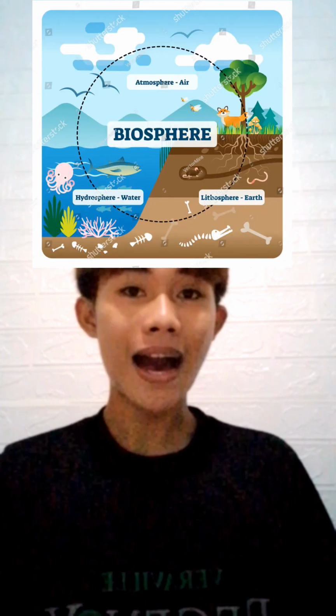Listeners! Today, we are going to learn about the Earth subsystem. So, what is an Earth subsystem? An Earth subsystem can be placed into one of four major parts, such as land, living things, water, and lastly, air. These four major subsystems are called spheres. Specifically, they are the geosphere, biosphere, hydrosphere, and lastly, the atmosphere.